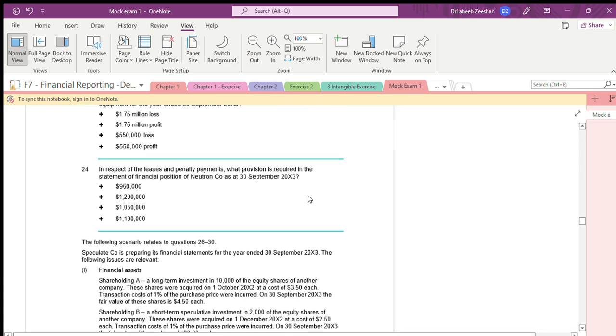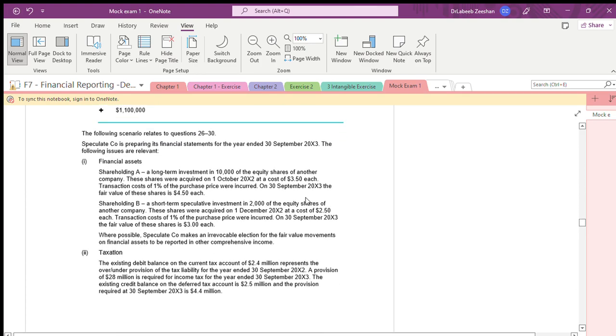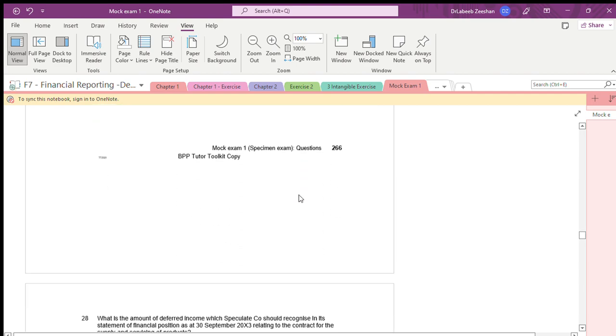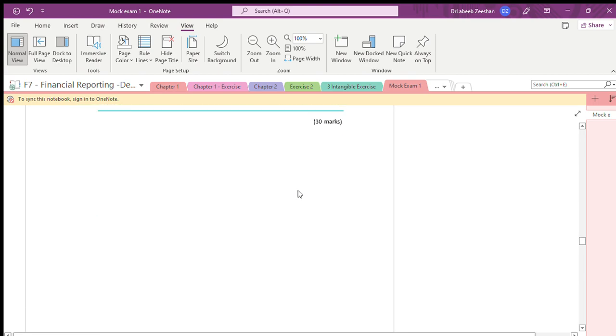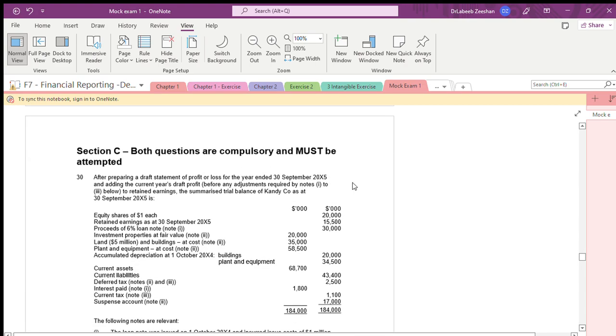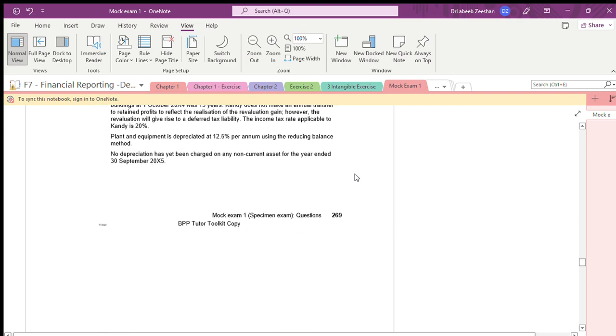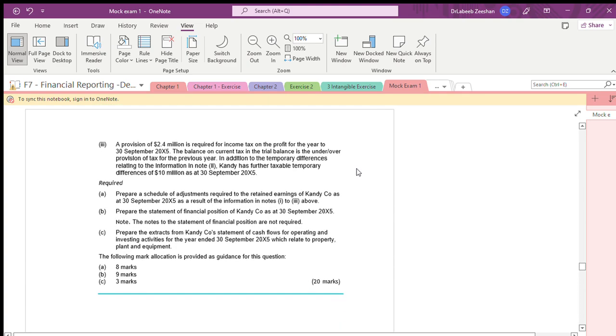You will have an idea how the exam questions will be. Then we will do Section C also. I think we have to do Section C. It makes sense. In Section C, see, they are asking about something very comprehensive. They are talking about the retained earnings.